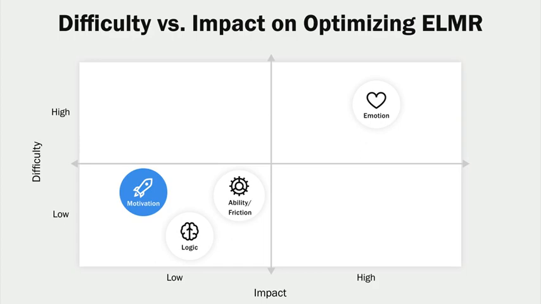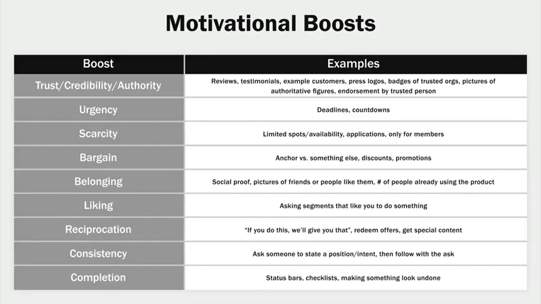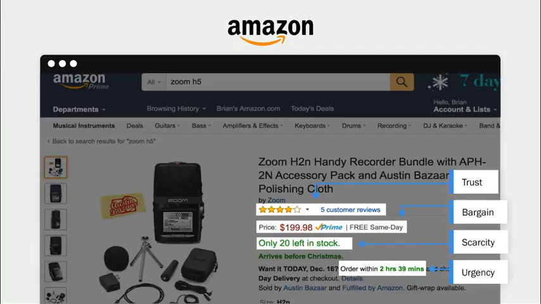In order to add motivational boosts, we would refer back to the motivational boost menu that we've put together for you. You can go through each type of boost from trust to urgency to scarcity to bargain and understand, are there specific tactics within that bucket that you can use to layer on to that step in your flow? As an example, once again, the Amazon product page uses all sorts of these different elements.